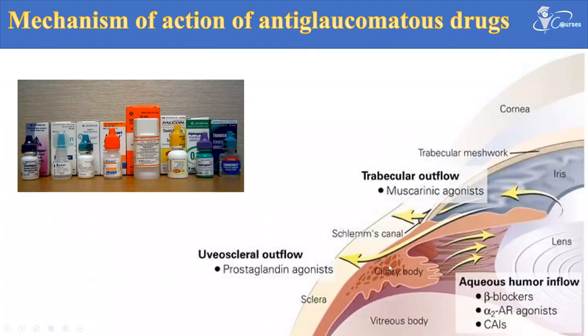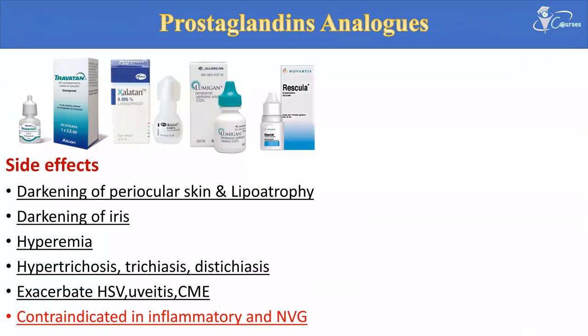Or we can use the uveoscleral pathway. We can increase the aqueous outflow through the uveoscleral pathway, which is through the prostaglandin analogs. So this is the mechanism of action. Let's now talk about the groups of drugs and the side effects. Prostaglandin analogs include famous drugs like Travatan, Xalatan, Lumigan, and Rescula.